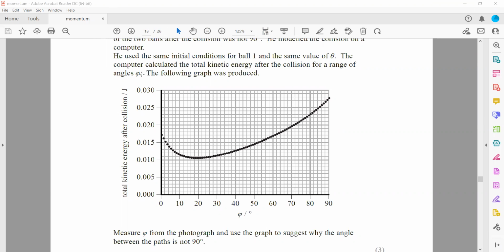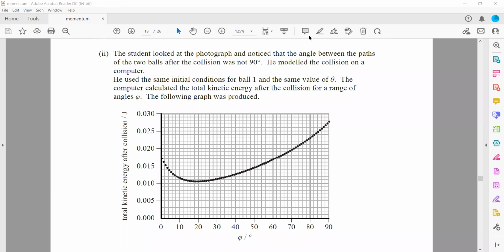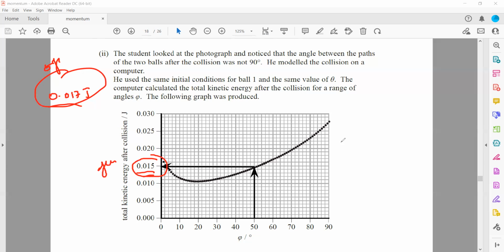And for the total kinetic energy after the collision, if I take any value for phi, for example, I took 50. So if I took 50, what is the total kinetic energy after the collision? The total kinetic energy after the collision is 0.015. But the initial kinetic energy before the collision was 0.017. So after it is 0.015 and before it is 0.017. So the kinetic energy before and after are not the same. It means the collision is inelastic.